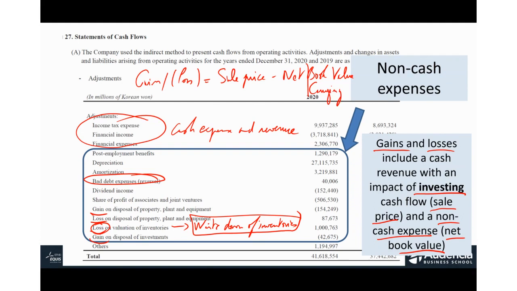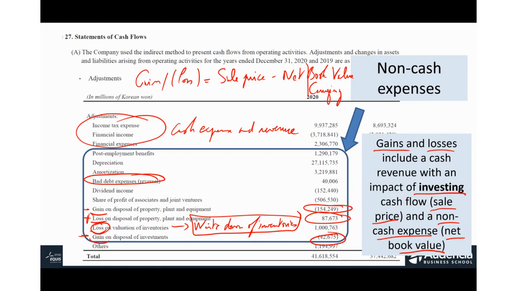When it's a gain, you eliminate it, so you put minus between parentheses. When it's a loss, you eliminate it, you put a plus, positive, because you do the reverse. In the P&L, the gain is plus, so now it is minus. The loss is minus in the P&L, so now it's plus. And here it is the same. Here is minus, so you put minus.